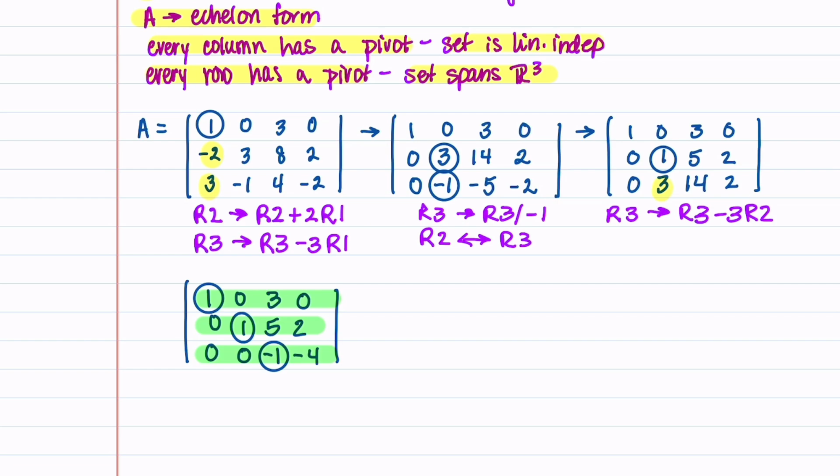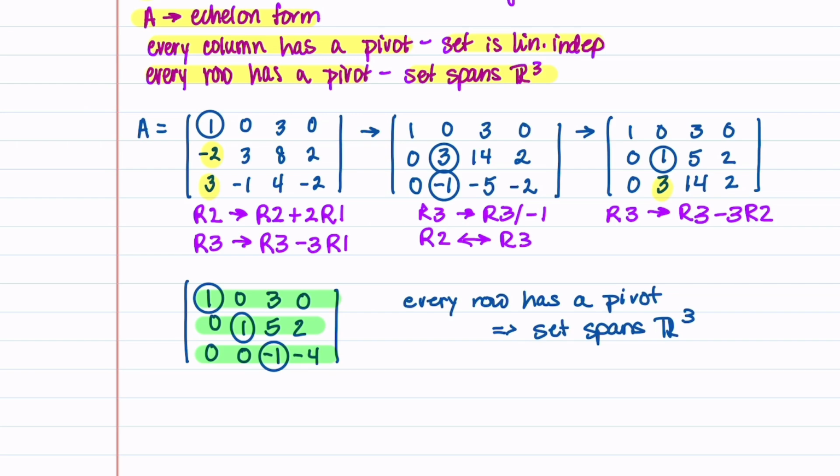Let's go ahead and write that down. Every row has a pivot. So that means that our set spans R3.